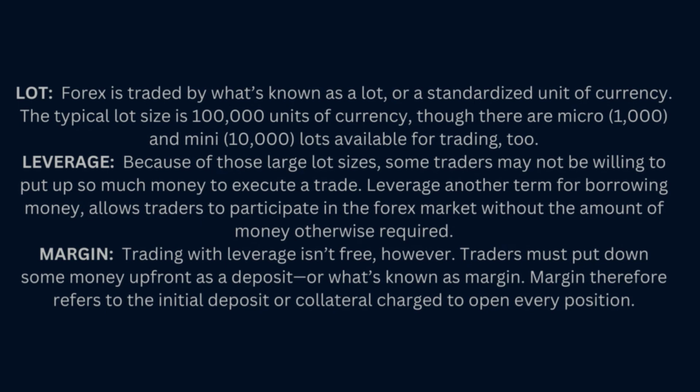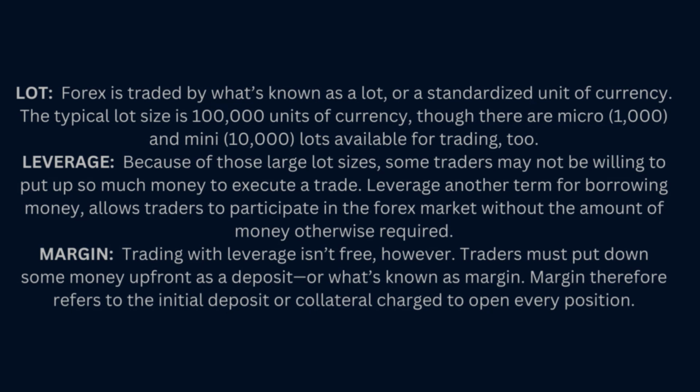Now the next one on the slide is lot size. Forex is traded by what's known as a lot, or standardized unit of currency. The typical lot size is 1000 units of currency, though there are other sizes like micro and mini lots. In the next video I'll show you the types of lot sizes in detail. Lot size is what you use to calculate your profit with respect to the pips you catch in the forex market. So if you catch 10 pips, you don't know how much it's going to give you in currency form, right? But your lot size will determine how much you make with your pip.